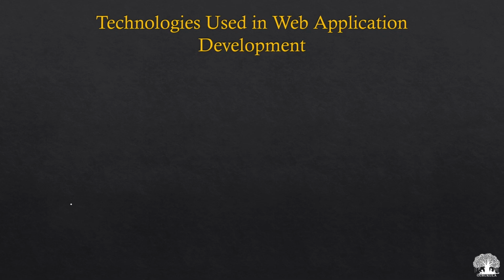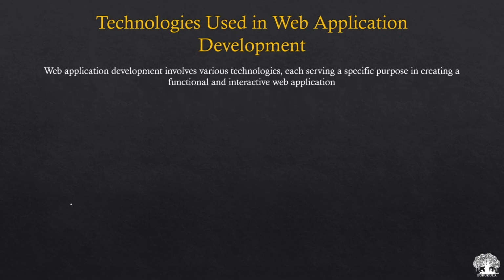Web application development involves various technologies, each serving a specific purpose in creating a fully functional and interactive web applications. So when we speak about the technologies that are used, it is broadly classified into two types. One is the front-end technologies and the next is the back-end technologies. Now we will see one after the other.